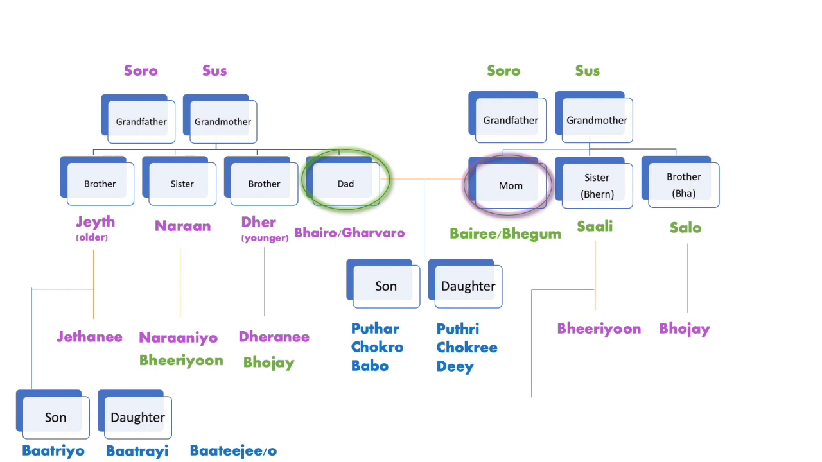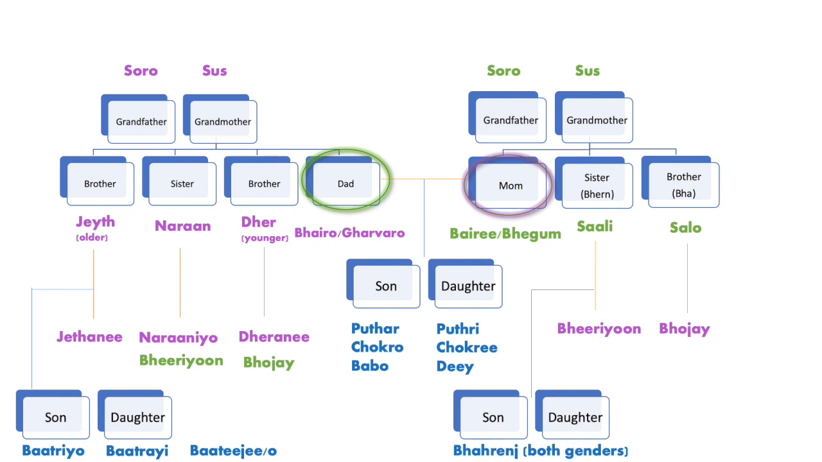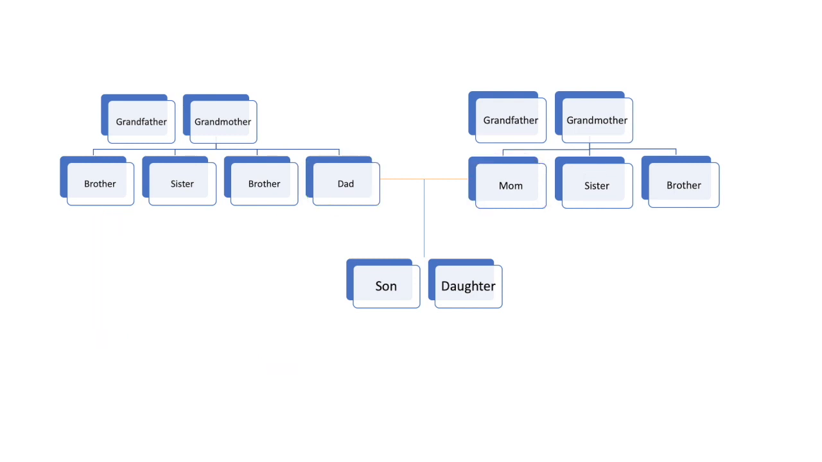Let's say your sister-in-law had children, son or daughter. They would be your bhanaj, either gender, boy or girl, they're bhanaj. Now would be a good time to screenshot this. Let's look at the last set of people.